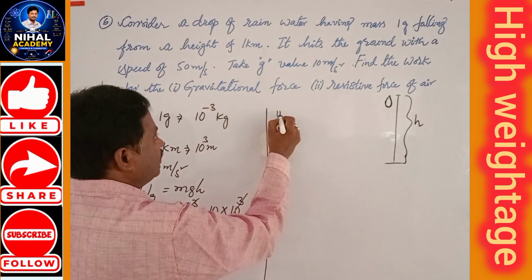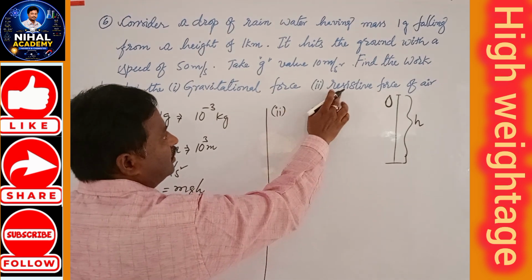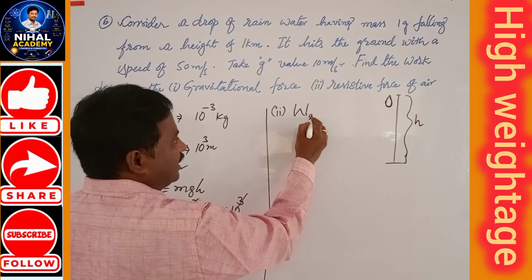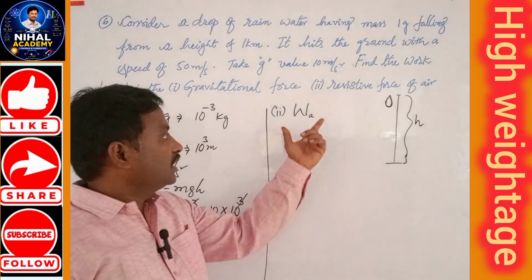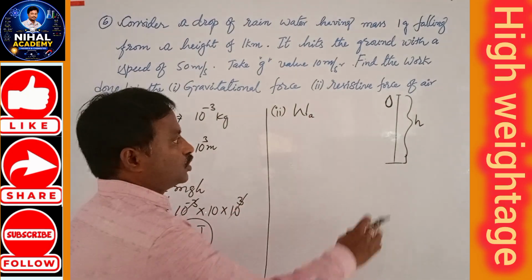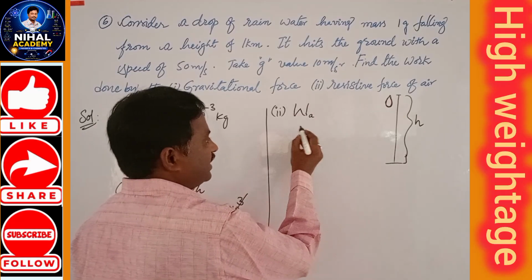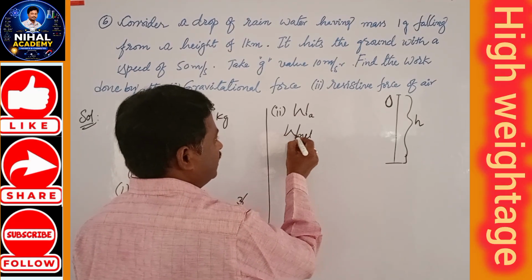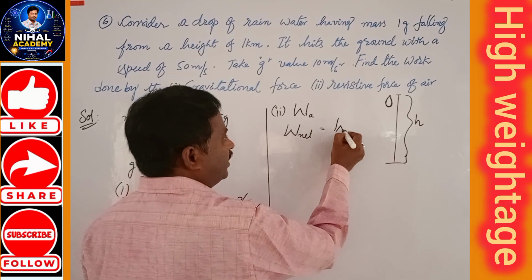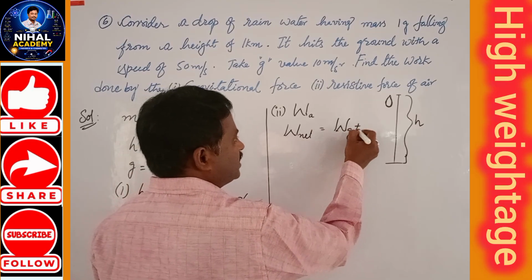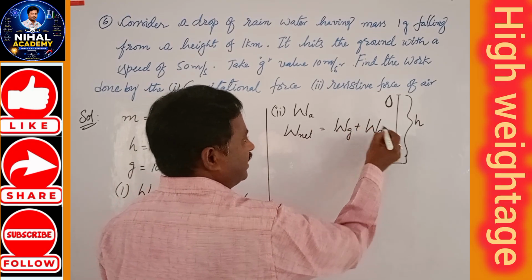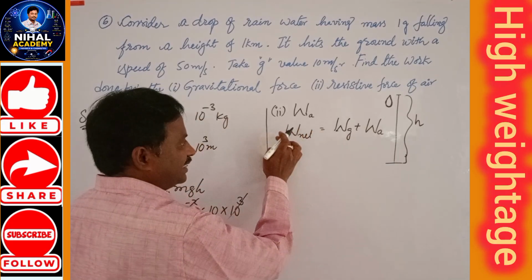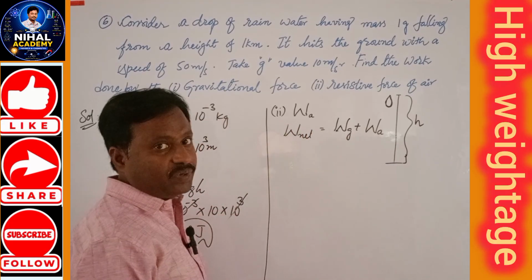Now the second one: the resistive force of air, the work done by the air. To calculate the work done by the air, the net work done is equal to the work done by gravity plus the work done by air. We already calculated the work done by gravity, so I have to calculate the net work done.